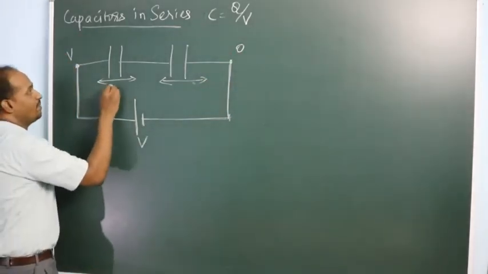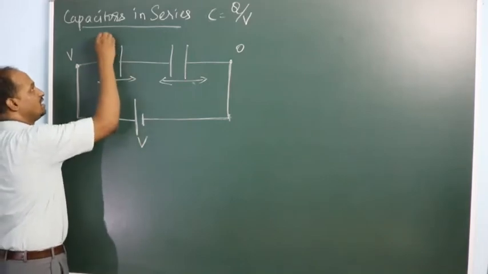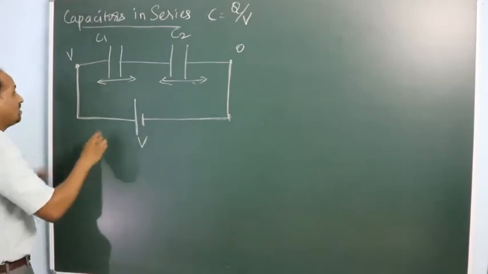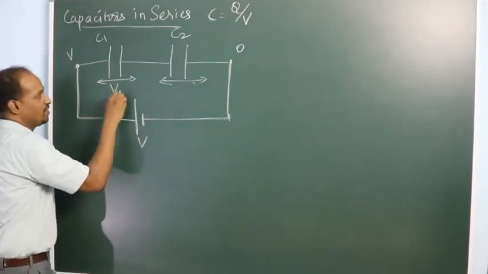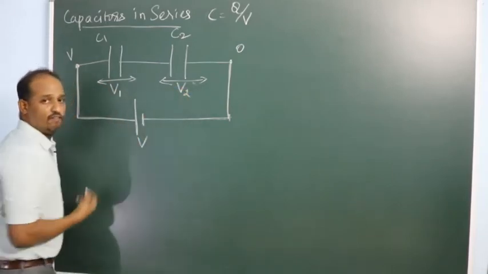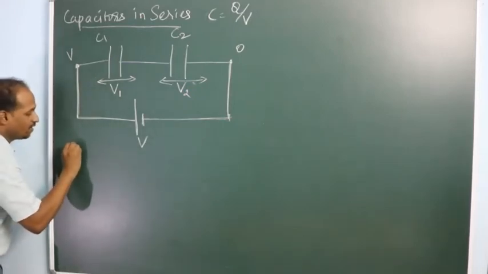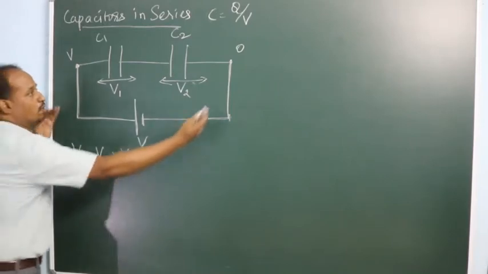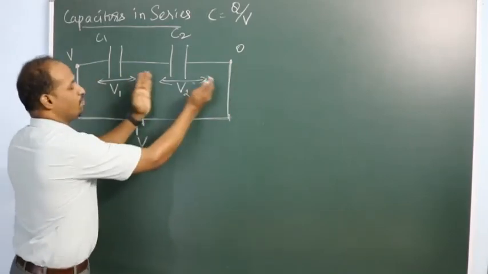The capacitance of this capacitor is C1, and the capacitance of this capacitor is C2. If the potential drop across this is V1, the potential drop across this will be V2. Then we know that V will be equal to V1 plus V2. The total potential drop will be the sum of the potential drops.